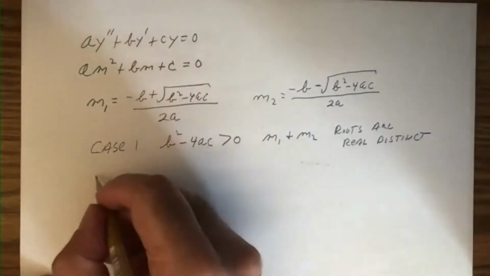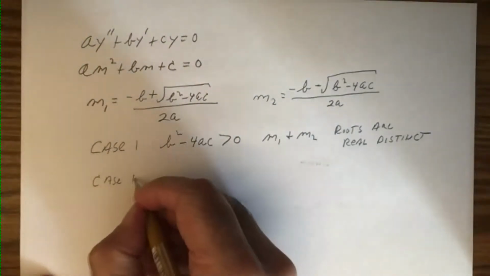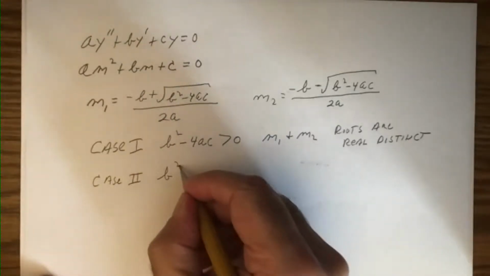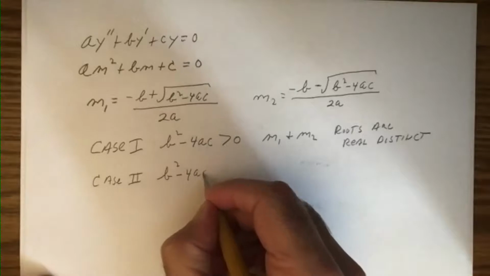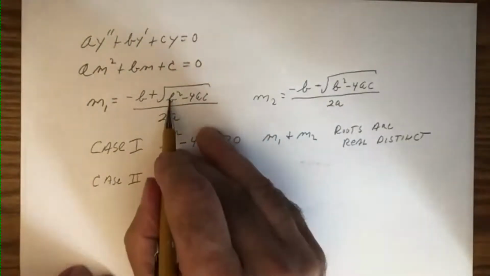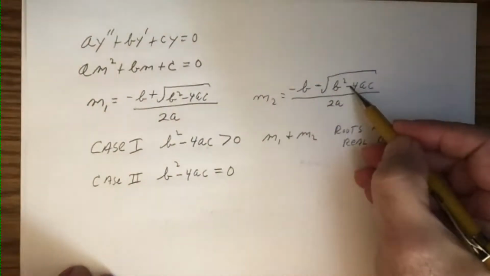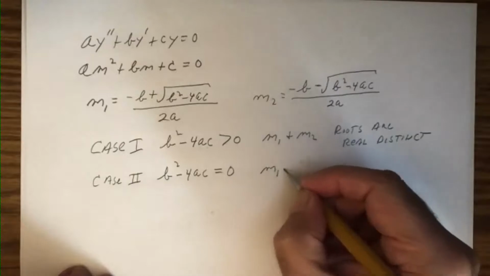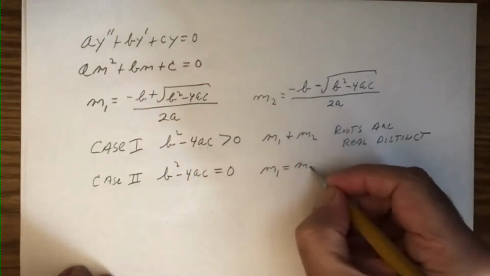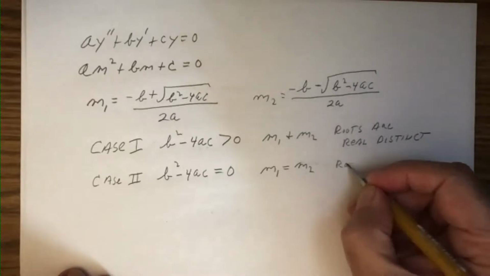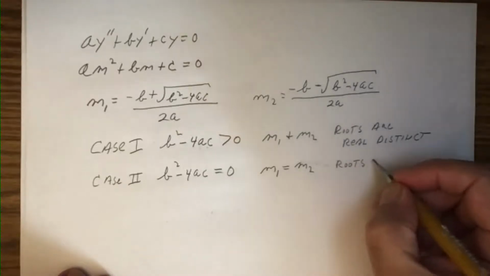But now case two: what happens if this is equal to 0? Well, if this is equal to 0, then m1 is going to be equal to m2. So the roots are equal.